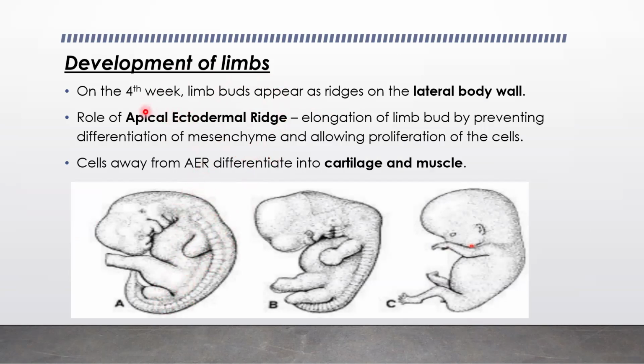Then under the role of the apical ectodermal ridge, we'll have elongation of the limb buds. So now you elongate, you'll have continued growth, but it will reach a point when the effect of the apical ectodermal ridge on this zone of proliferation won't be active. And due to that, cells that are away from the apical ectodermal ridge will differentiate into cartilage and then muscle. So remember, cartilage and muscles are coming from somites.